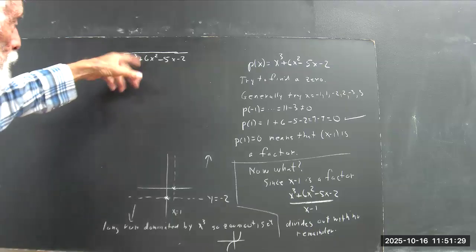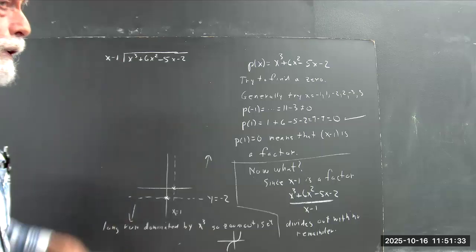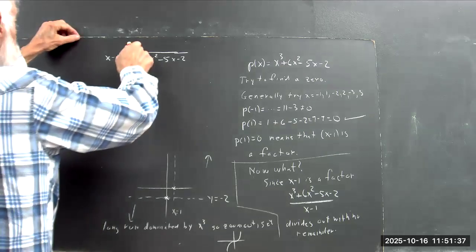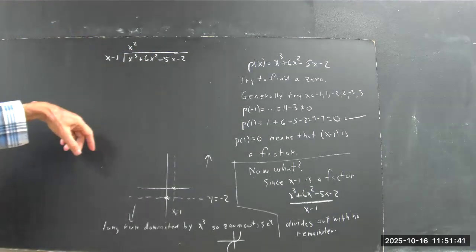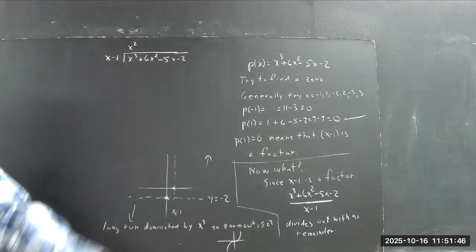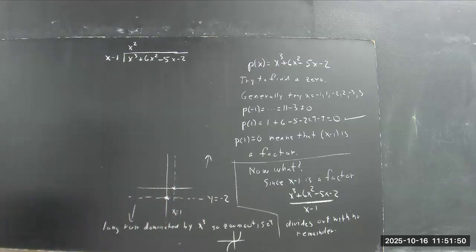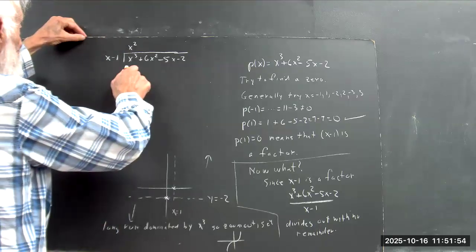Now, if it divides into this, since x divides x cubed and leaves x squared, we're going to have an x squared term out in front. So we just look at this and say, well, x divides into x cubed, leaving us x squared. X cubed divided by x is x squared. Then we multiply x squared by x minus 1.